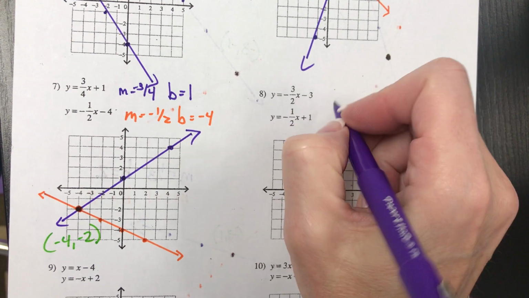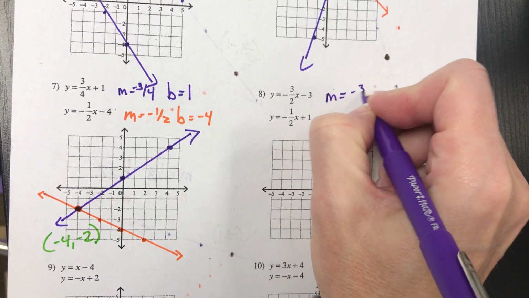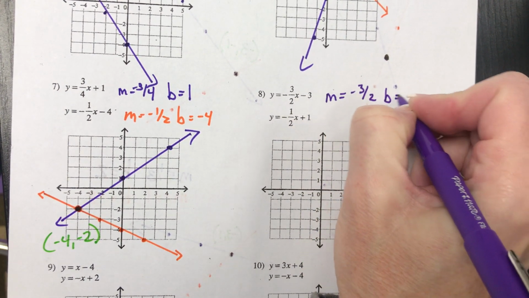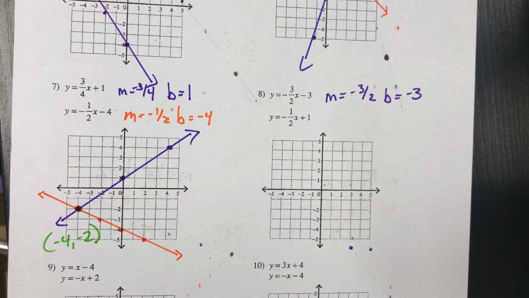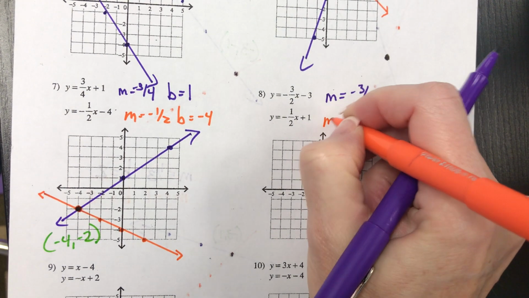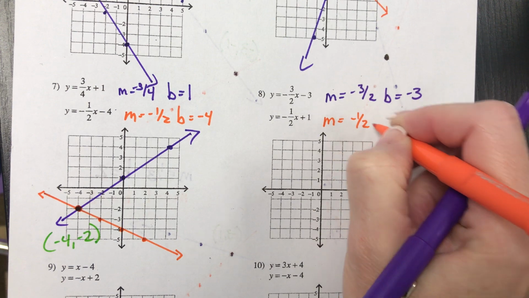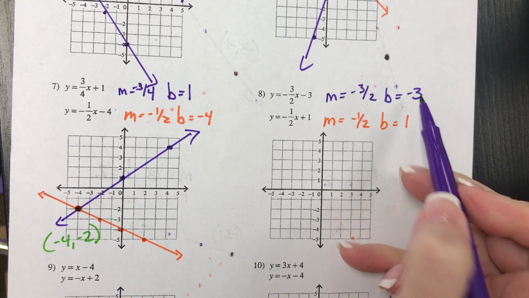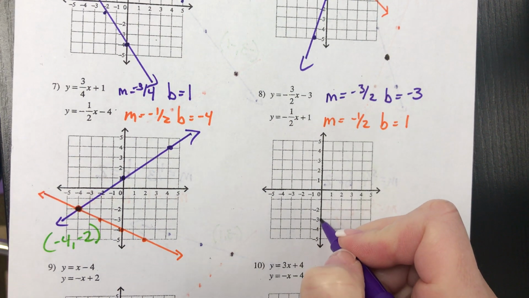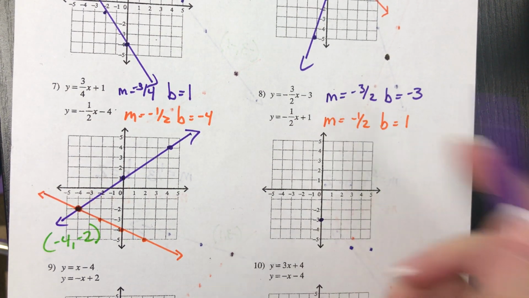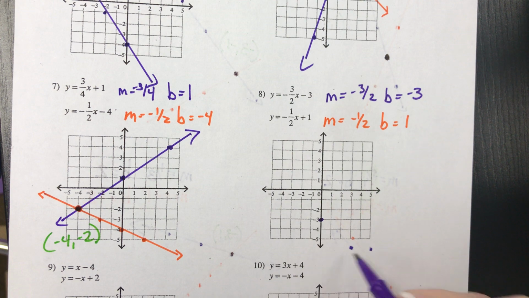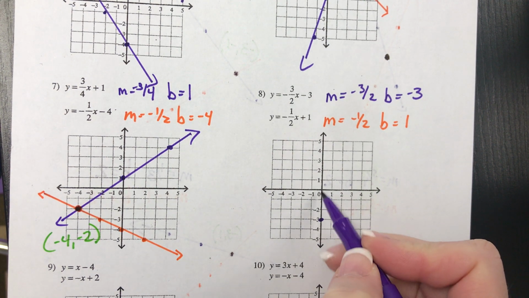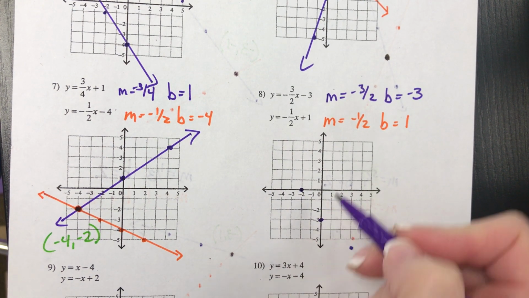All right, so number 8, M is -3/2, B is -3. M is -1/2, B is 1. So B is -3, so y-intercept -3. Slope of -3/2. I can't go down 3 and over 2, so I'm going up 3 and to the left 2.